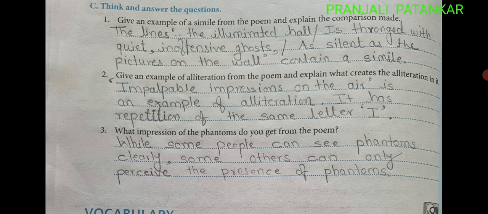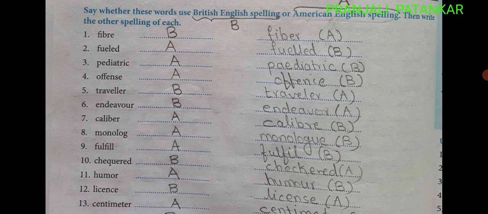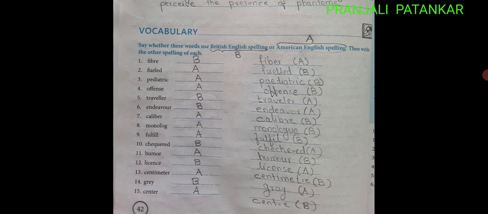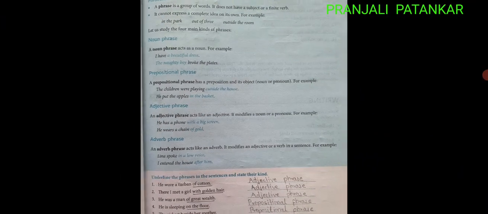Third question, what impression of the phantoms do you get from the poem? Answer, while some people can see phantoms clearly, some others can only perceive the presence of phantoms. Then vocabulary. Say whether these words use British English spelling or American English spelling. Then write the other spelling of each. यहाँ पर मैंने पूरा वैसा लिखा है, ब्रिटिश है या अमेरिकन है और उसे फिर करेक्ट भी किया है. Then grammar portion.